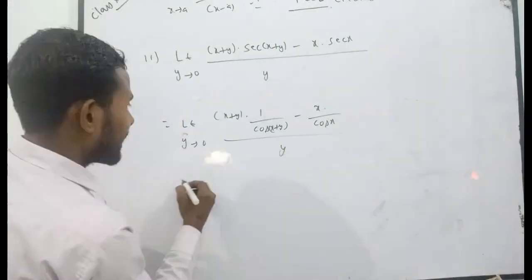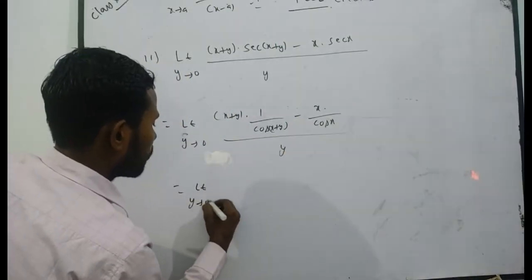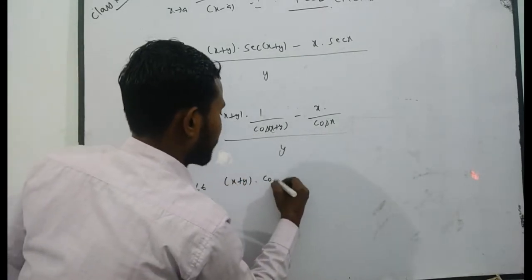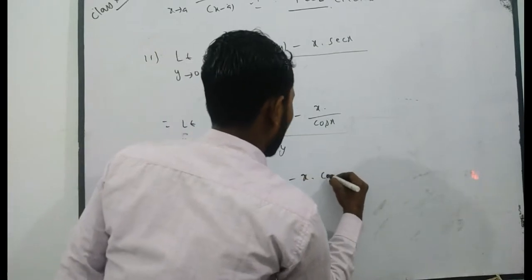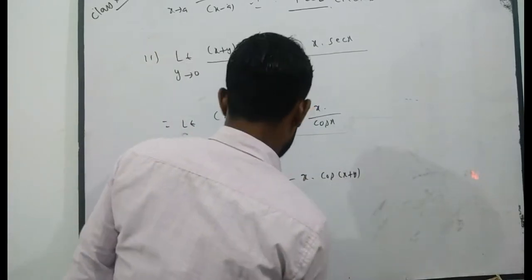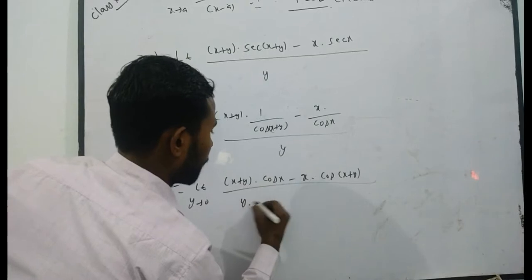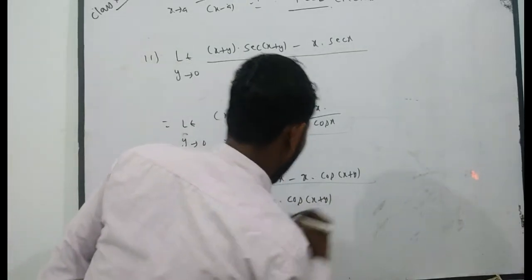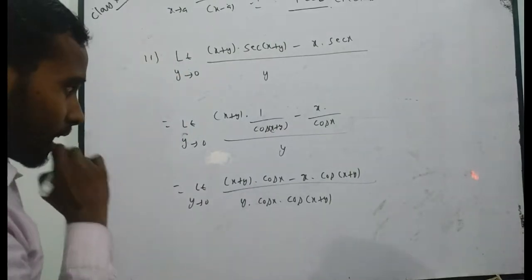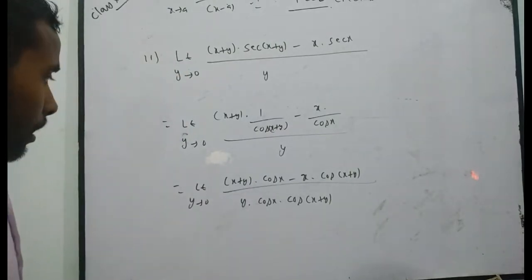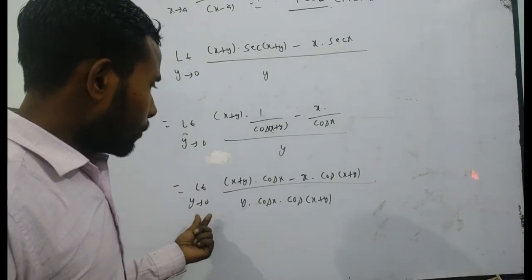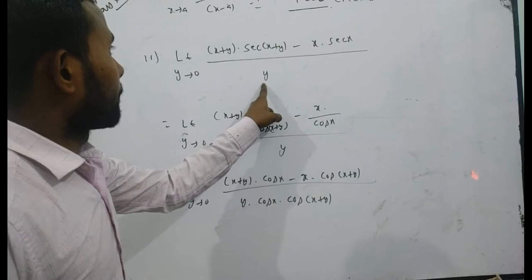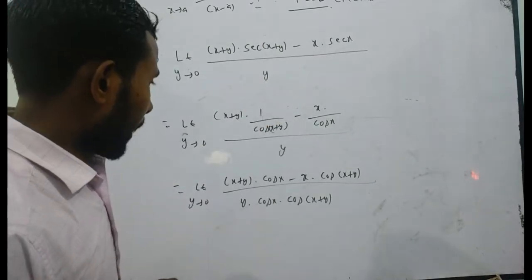Now, if you take LCM, it will be limit y tends to 0, (x plus y) times cos x minus x times cos (x plus y), divided by y times cos x into cos (x plus y). I think you understand my logic behind it. Simply put y equal to 0. If you put y equal to 0, what do you get? In the denominator there is already y available.